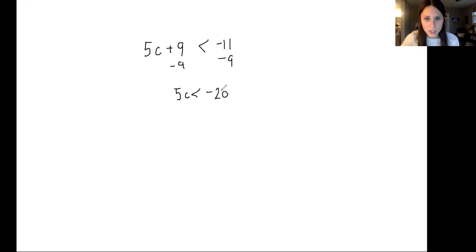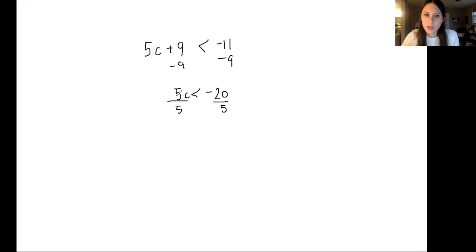So we have 5c plus 9 is less than negative 11. So subtract 9 on both sides. I have 5c is less than negative 20. Divide by 5 on both sides. Now, this is where you have to be really careful because we've got so much we've got to keep track of.